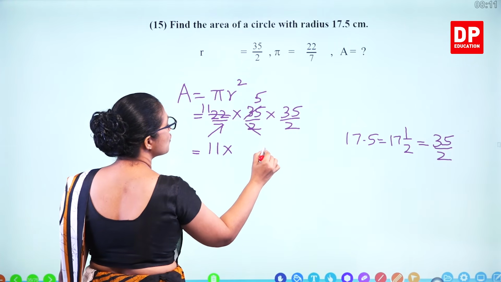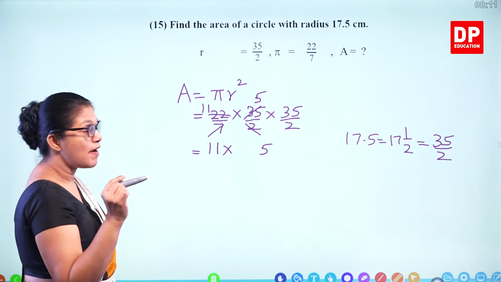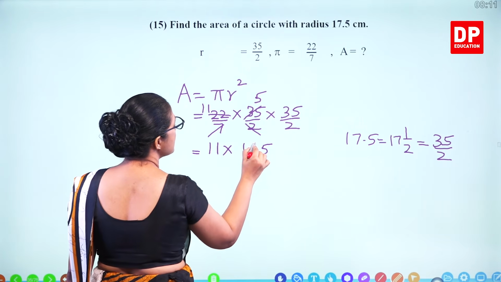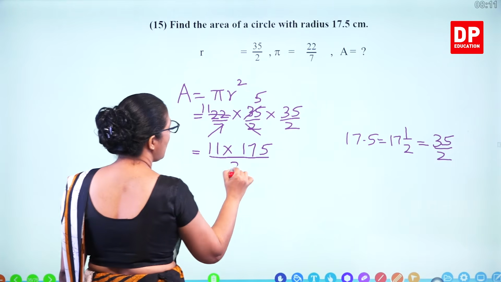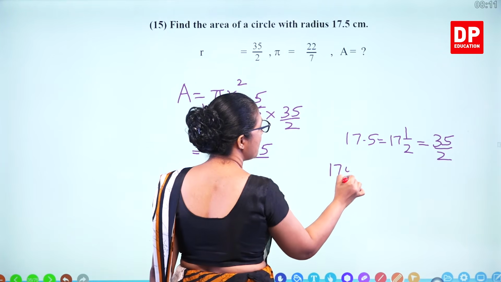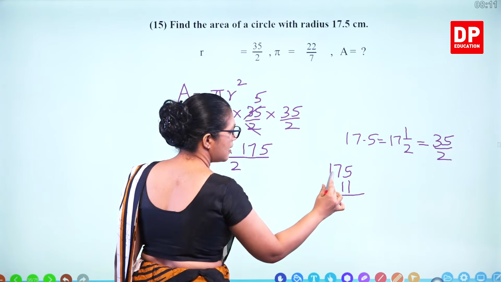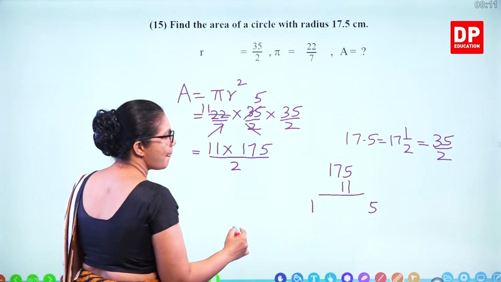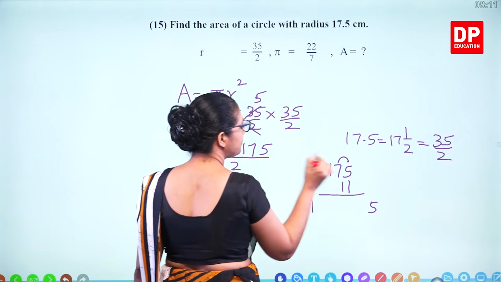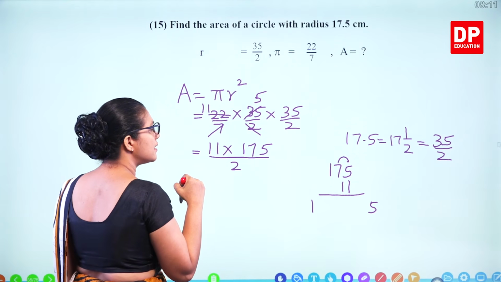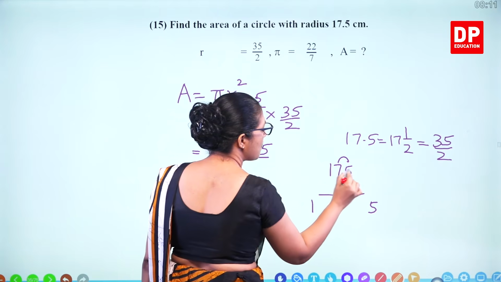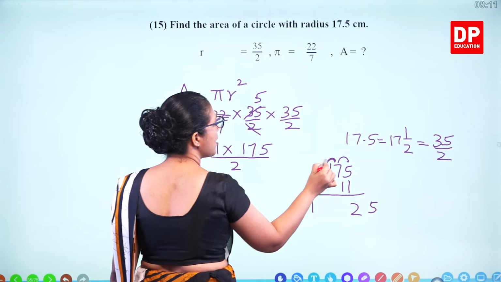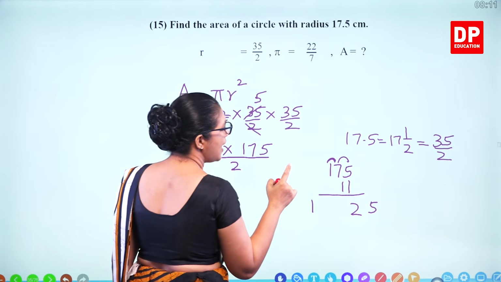5 times 5, 25. 2 remaining. 5 times 3, 15 plus 2, 17. Now, what's the method to multiply by 11? So, first number and the last number you write separately and then you add it. Here you get 7 plus 5, 12 and 1 remaining. Here 7 plus 1, 8. 8 plus 1, 9.